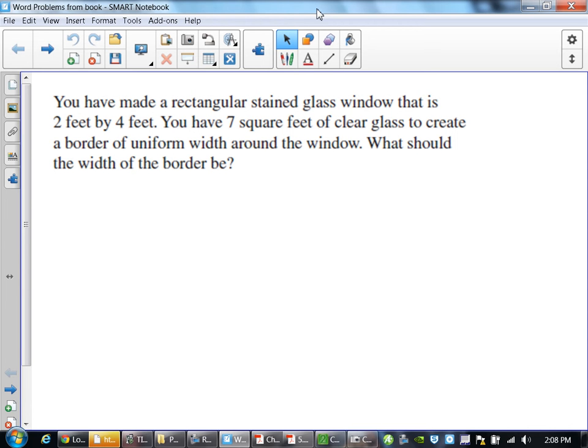So here we go. We have a rectangular stained glass window that is 2 feet by 4 feet. I have 7 square feet of clear glass to create a border of uniform width around the window. What should the width of the border be? So we want to figure out how this is going to go. We start by drawing a picture here.